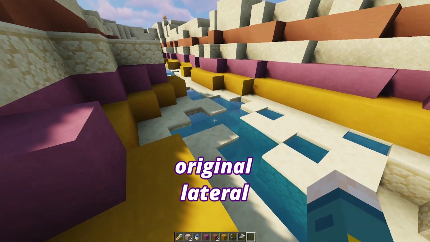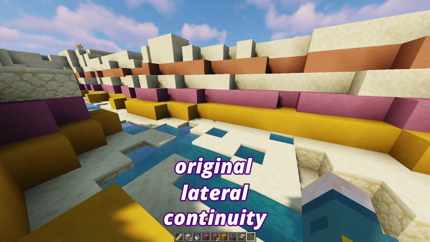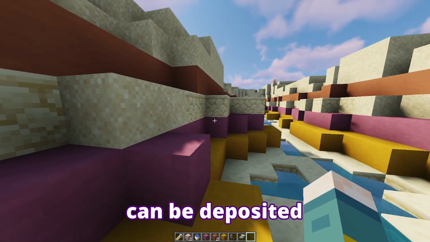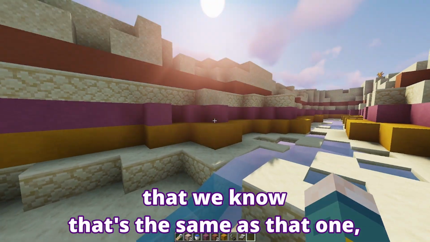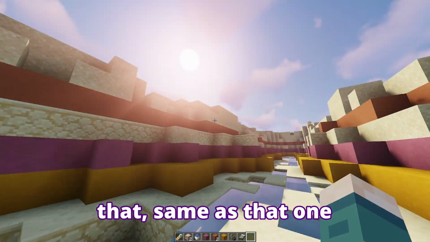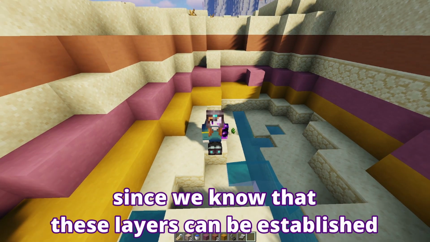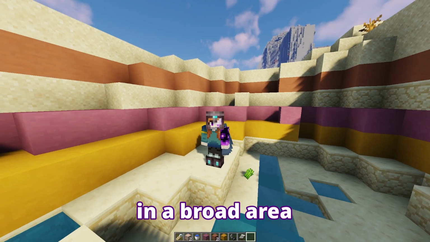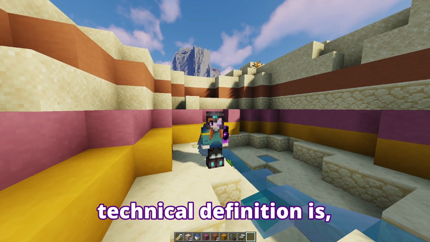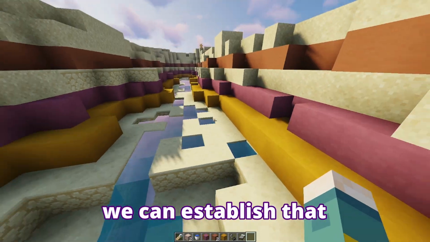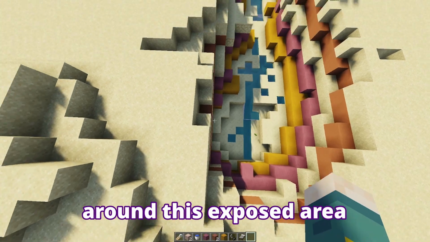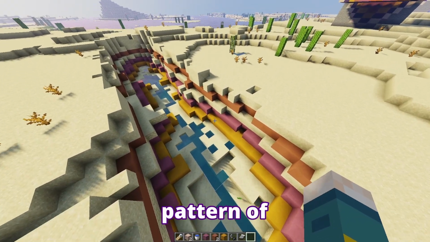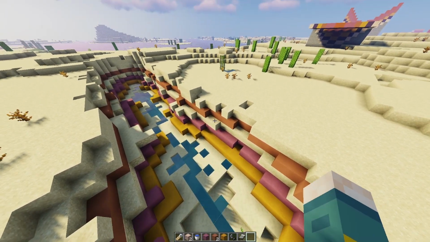Because of the original lateral continuity, we know that these layers can be deposited over a wide area. This law just lets us establish that we know that's the same as that one, that same as that one, that same as that one. And since we know these layers can be established in a broad area, which is what this rule's technical definition is, we can establish that probably for a good chunk around this exposed area, it's going to have this same pattern of yellow on bottom, pink, sand, and then orange.